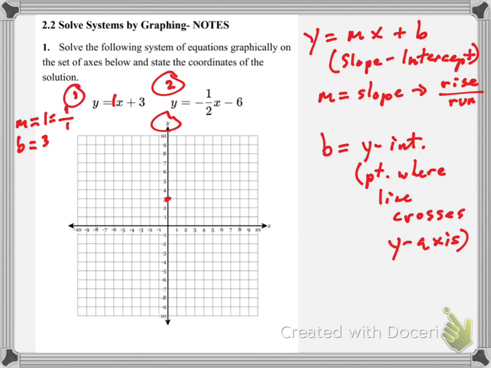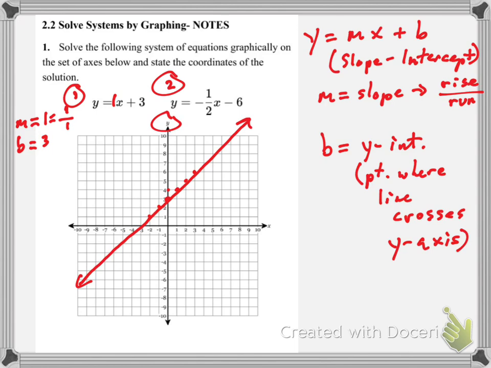Now, if your slope's a whole number, to make it a fraction, put it over 1. So your slope is 1 over 1. So from the y-intercept, up 1 to the right 1, up 1 to the right 1, up 1 to the right 1. Conversely, you can go down and to the left, because those are both negatives, so that makes a positive. There's my line.